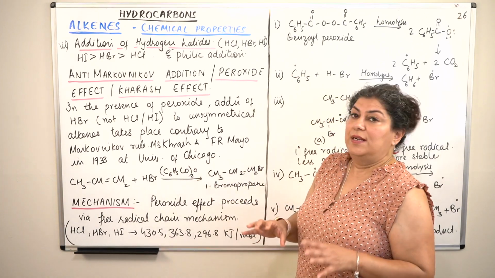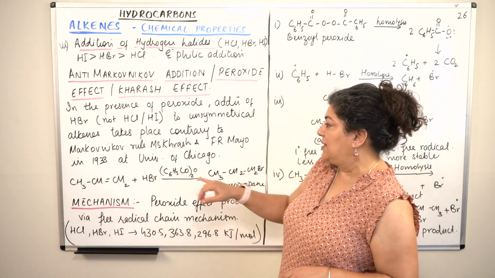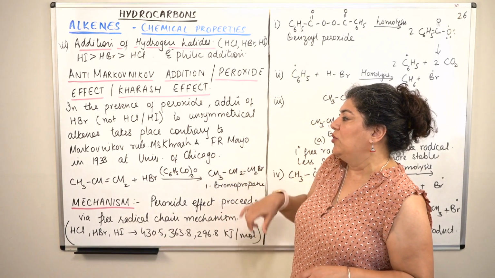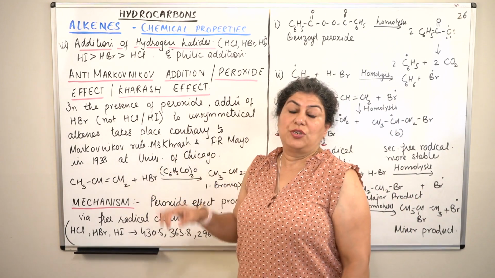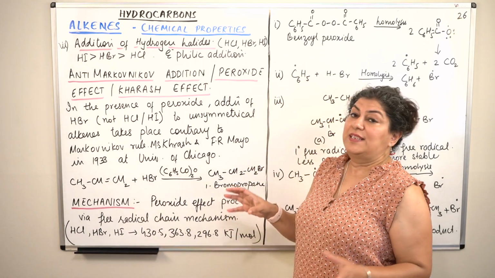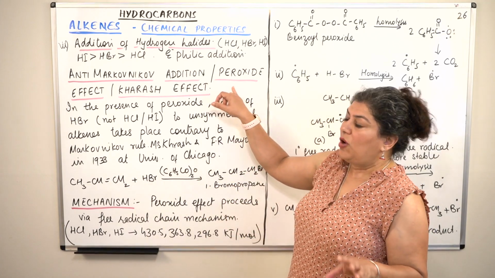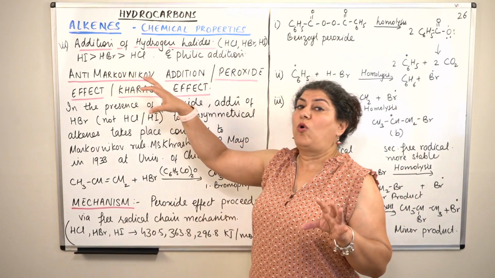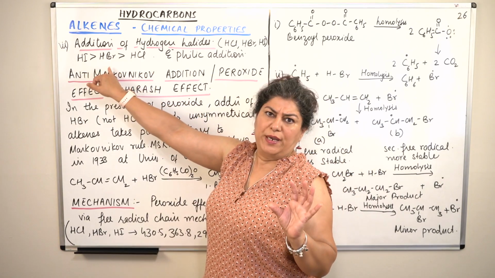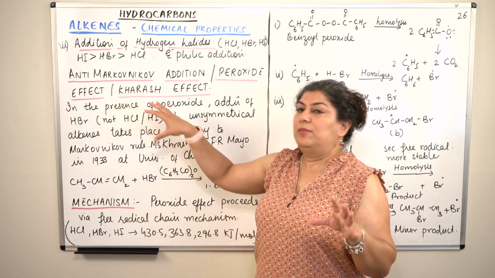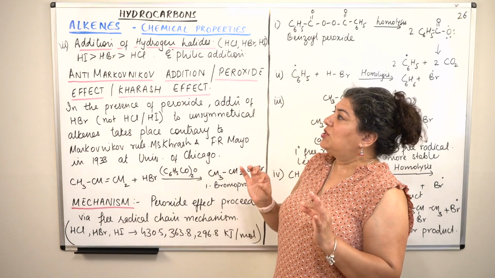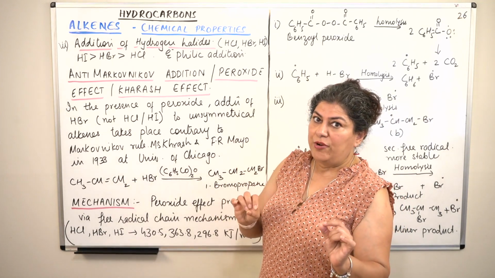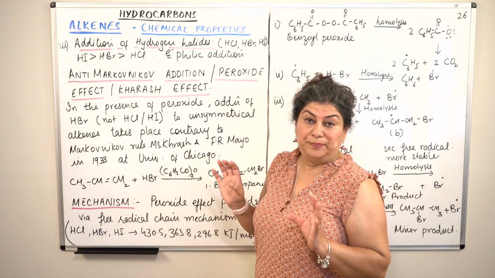And since it was discovered by two scientists, that is M.S. Karash and F.R. Mayo in 1933 at the University of Chicago, they found that in the presence of a peroxide, the addition of the hydrogen halide, and not all hydrogen halides, just hydrogen bromide. So the anti-Markovnikov addition takes place only in the case of hydrogen bromide, not hydrogen iodide, not hydrogen chloride.